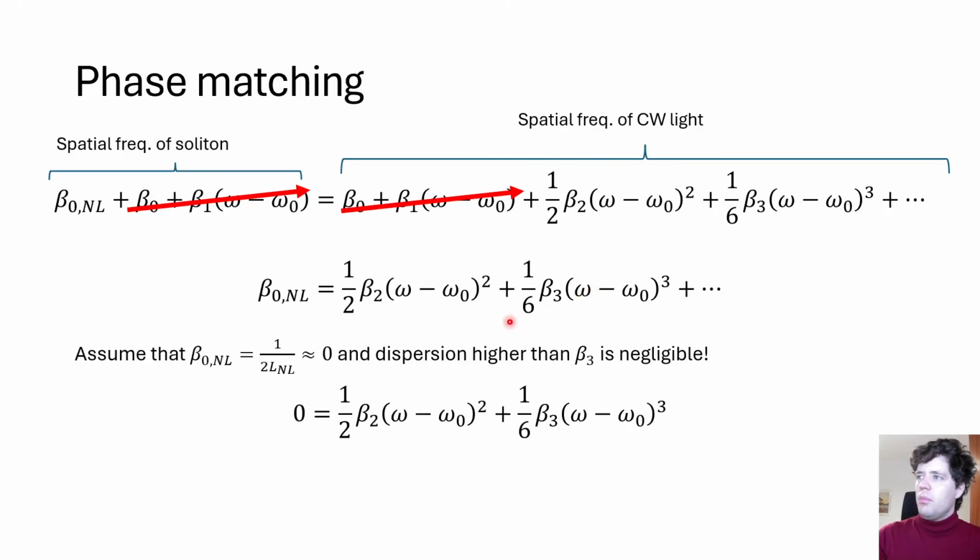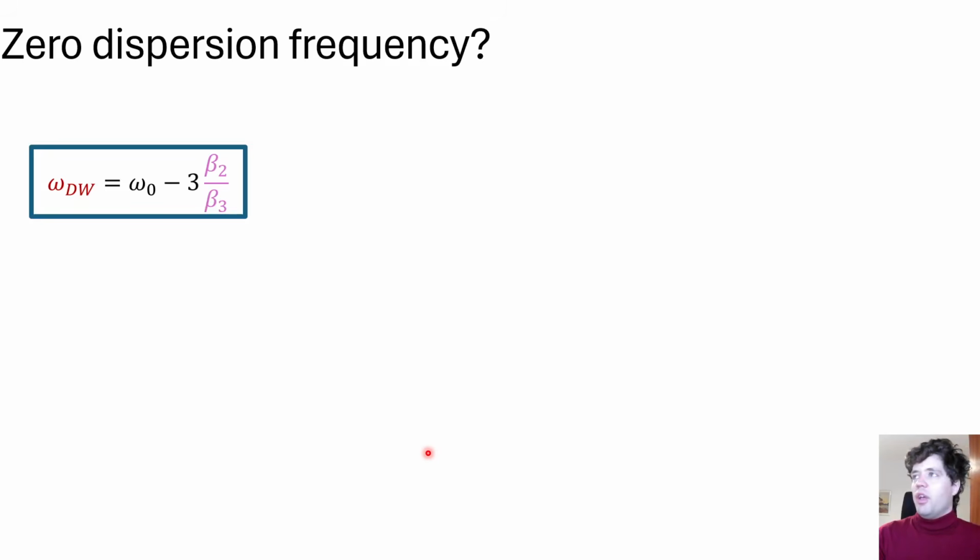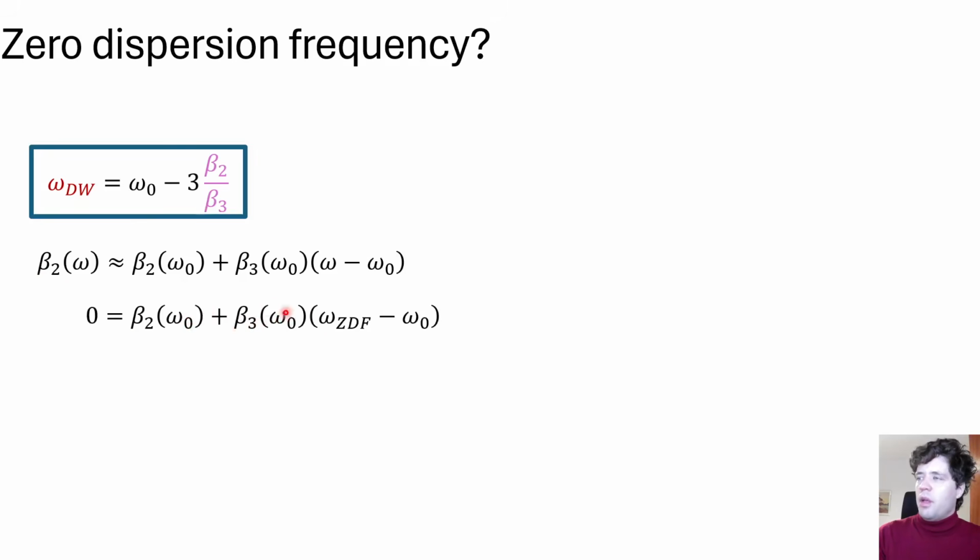If we assume that the nonlinear contribution is fairly small and that all dispersion terms greater than beta 3 are simply 0, we get this much simpler equation, which we can easily solve for the dispersive wave frequency like so. We can see that it depends on 3 times the ratio of beta 2 to beta 3. And it turns out there's an interesting connection here with the zero dispersion frequency, because if you calculate that using the following formula, it's very easy to show that the zero dispersion frequency also depends on this ratio of beta 2 to beta 3, but without this factor of 3 out in front.